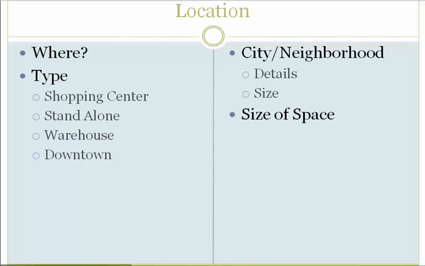Your last section is your location. Again, you're going to reference back to where you located the business that you were going to be purchasing or the space. And in this part, you're just going to talk about where it is located. What type of a business location did you choose? Is it going to be in a neighborhood or a community shopping center, a standalone, a warehouse, a downtown? What is the city or the neighborhood like that you chose? Give some details about it: the size of the neighborhood. Also talk about the space.